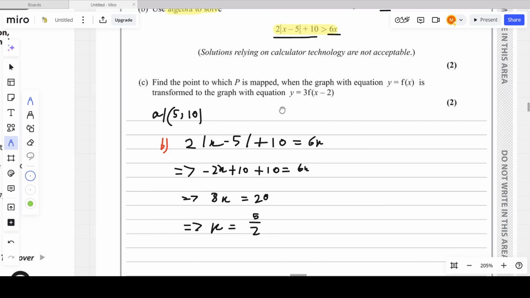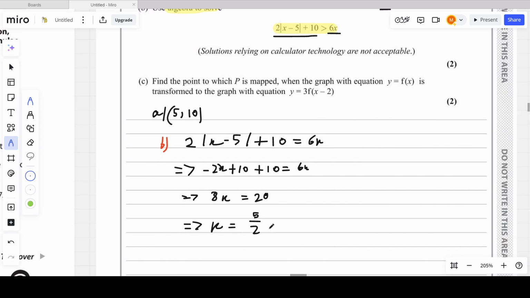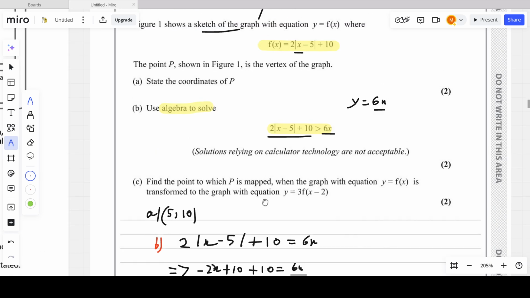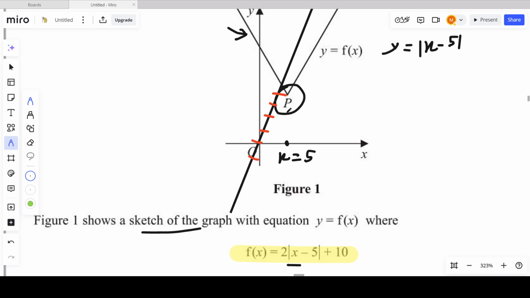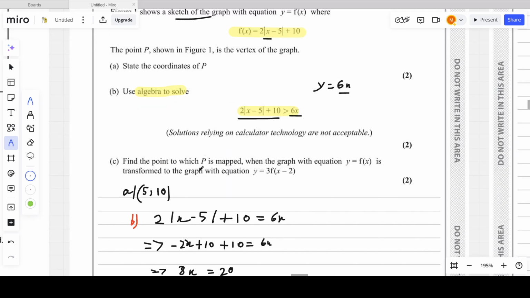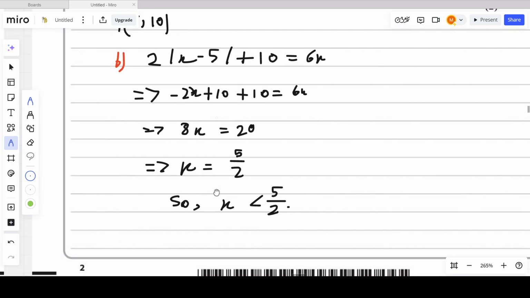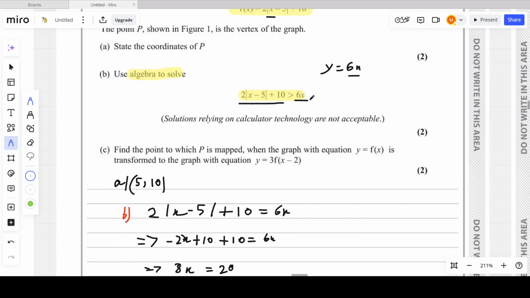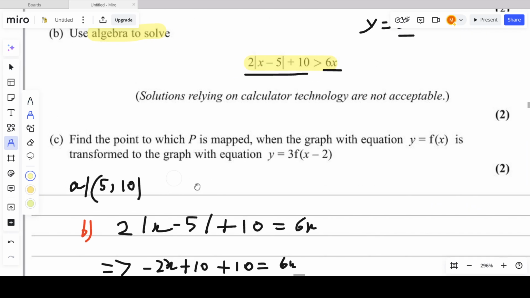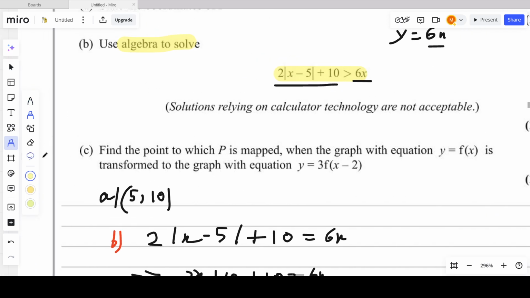Now with respect to that x value, we will set the range of values of x. Let's see. So it should be below, it's less than, right? It's to the left, that means it should be less than. So the solution to this part B is x less than 5 over 2. This is the range of values of x for which the straight line 6x would be below the modulus graph f of x.